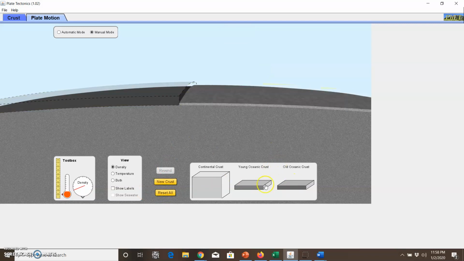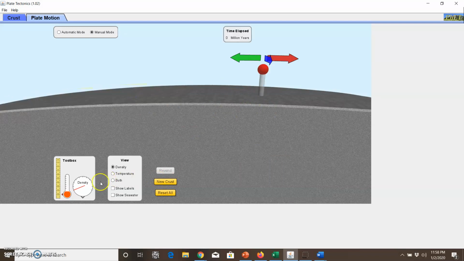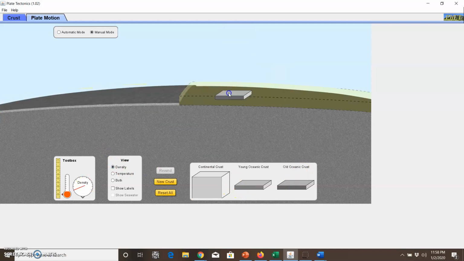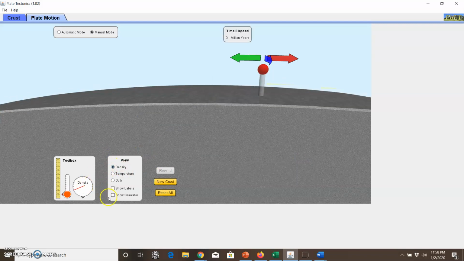We want to try one more. Let's compare young and old. So I'm going to put the old to the right and then the young to the left. And I'm going to show my seawater. Once again, you can't really see the difference, but just to remind you guys, young is on the left, old is on the right. Okay. So I'm going to get my density gauge. We already just established that the density of the young is about 17.1. All right, so let's see about the density of the old oceanic crust.